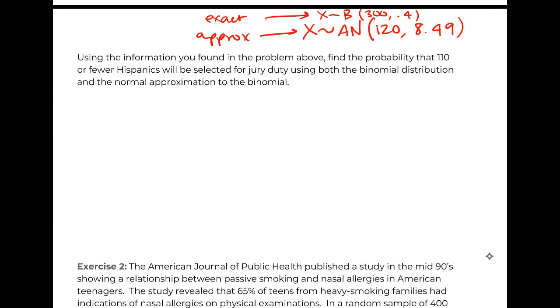So using this information, we're going to solve this question two different ways. So one says find the probability that 110 or fewer Hispanics will be selected for jury duty. So let's just do this with the binomial first.